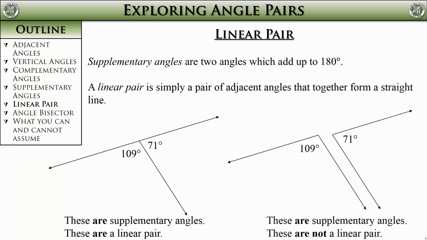The two angles on the left are both supplementary and a linear pair. The two angles on the right are supplementary, but since they are not adjacent, they are not a linear pair. A linear pair, like the name implies, forms a line. You absolutely need to know the difference between supplementary and a linear pair.